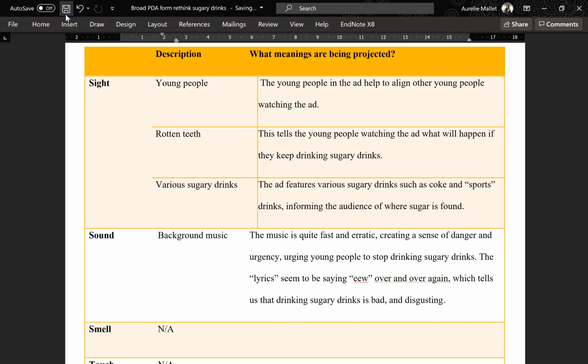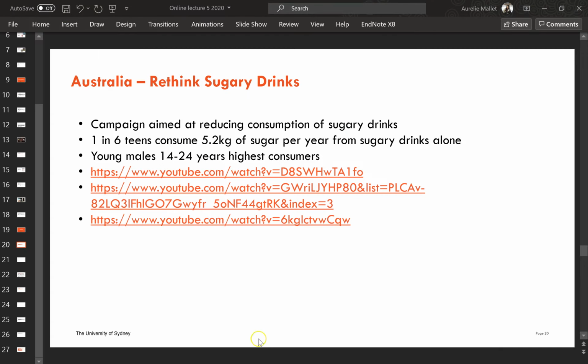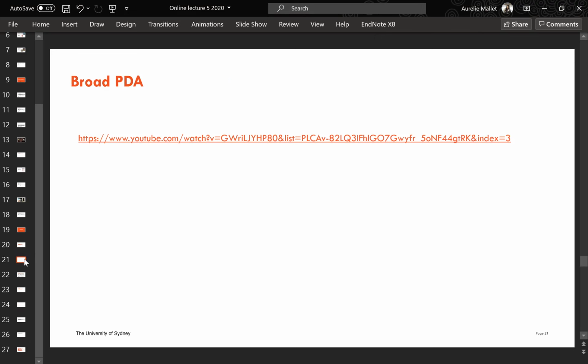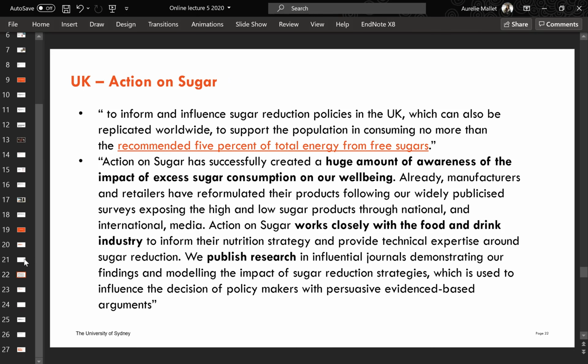Okay, now what other campaigns exist? So there's one in the UK, it's called Action on Sugar. It informs and influences sugar reduction policies in the UK, which can also be replicated worldwide to support the population in consuming no more than the recommended 5% of total energy from free sugars. So again, we talked about that already.